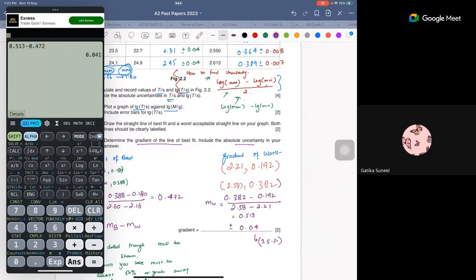And then when you're writing the other answer, which is the best one, you have to write it to the same decimal place as the uncertainty. So this is the rule for uncertainty. You should remember this.